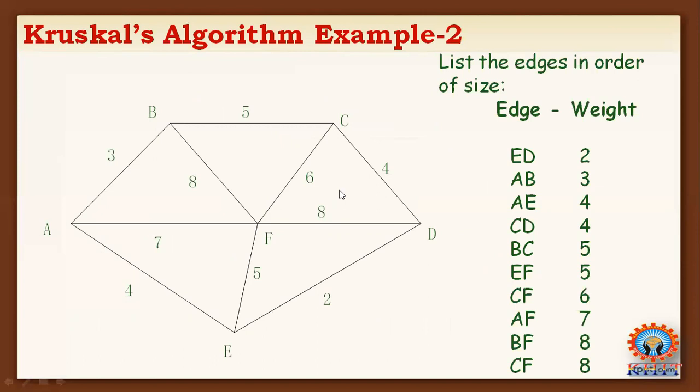So consider this is the graph. The graph has vertices, namely A, B, C, D, E, F. These are vertices, and edges are also there. A to B is an edge, B to C is an edge. The weight of A to B is 3, the weight of the B to C edge is 5. So I can consider this is a graph.